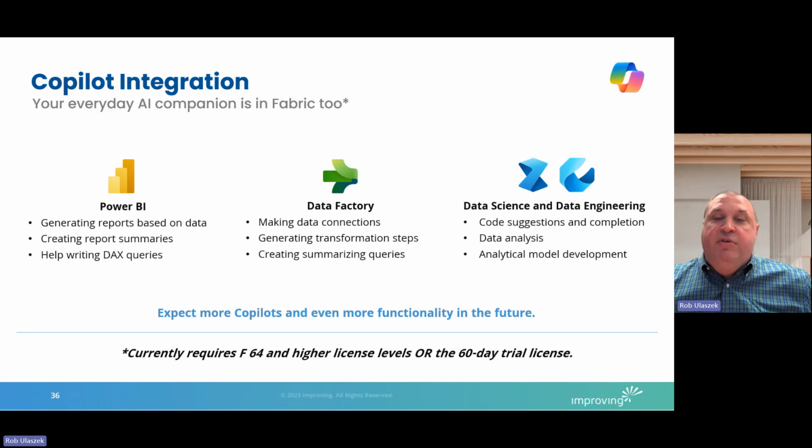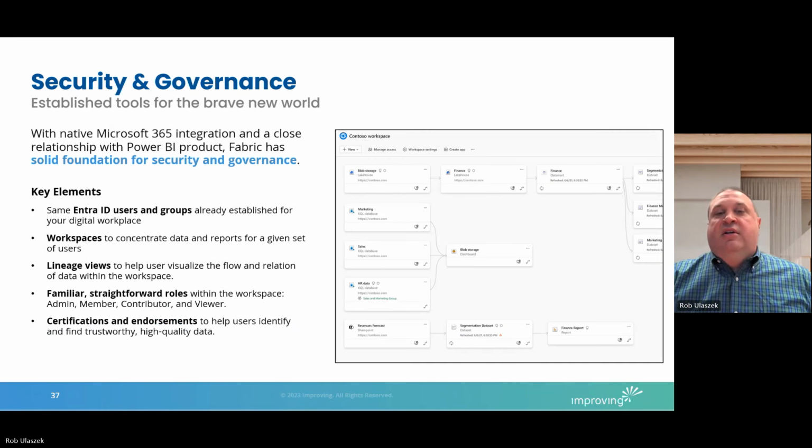Now let's move on to everyone's favorite data subject, security and governance. The starting point for security governance in Fabric comes from its foundation and evolution. Entra ID, formerly known as Azure Active Directory, is the backbone of access control in Fabric, literally the same user IDs and groups established for use with the rest of Microsoft 365. This is that payoff for being the only SaaS data product native to Microsoft 365. Everything with security works exactly as it does for everything else in your digital workplace.